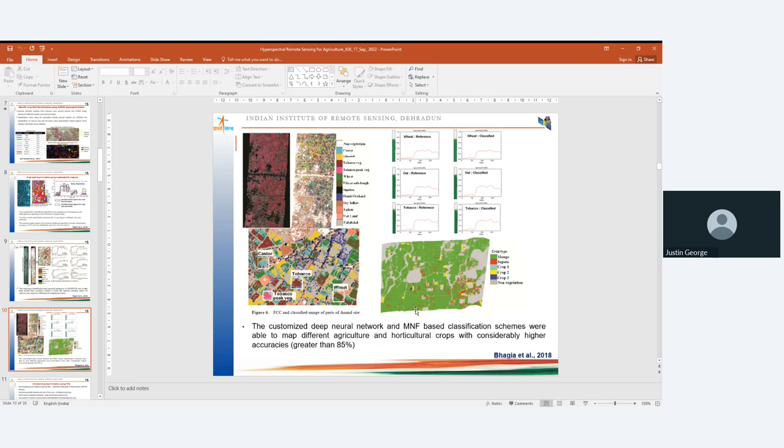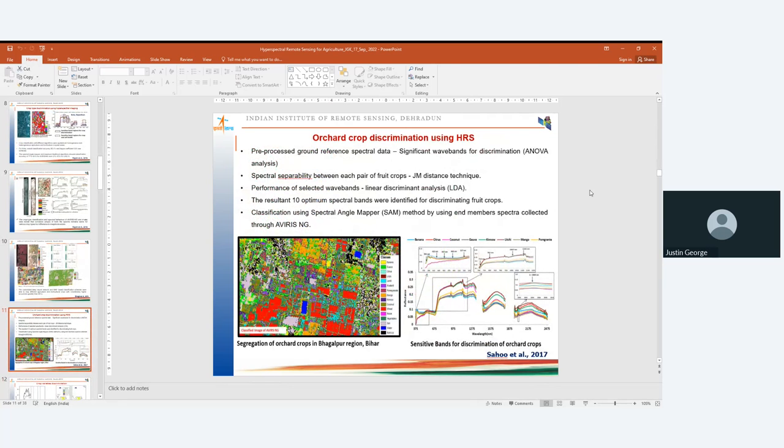Here also we can see the different types of crops, even distinguishing between mango and sapota crop. And here we can see the reference and the classified spectra belonging to the reference as well as the classified images. So you can see they are quite similar. And this is another study, not only with annual crops, but also widely for perennial crops, mainly orchard crop discrimination using high resolution or hyperspectral data.